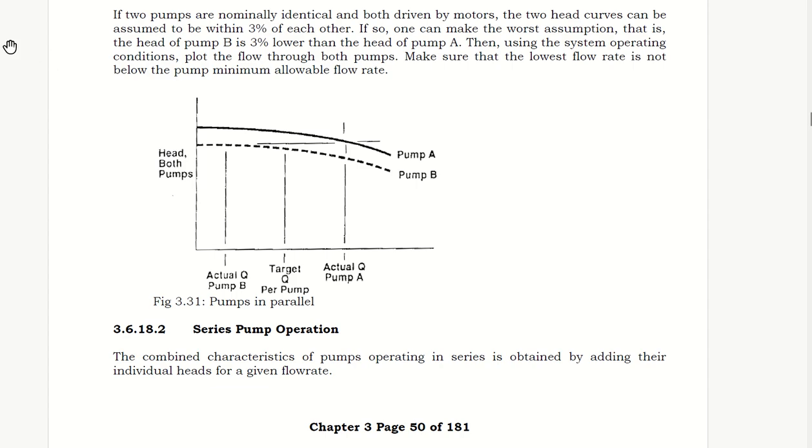And in this one, you can see there's a difference in the head of both pumps, and the slightly weaker pump will try to match pump A by reducing the flow, and the target is that it should be within 3% of the flow.